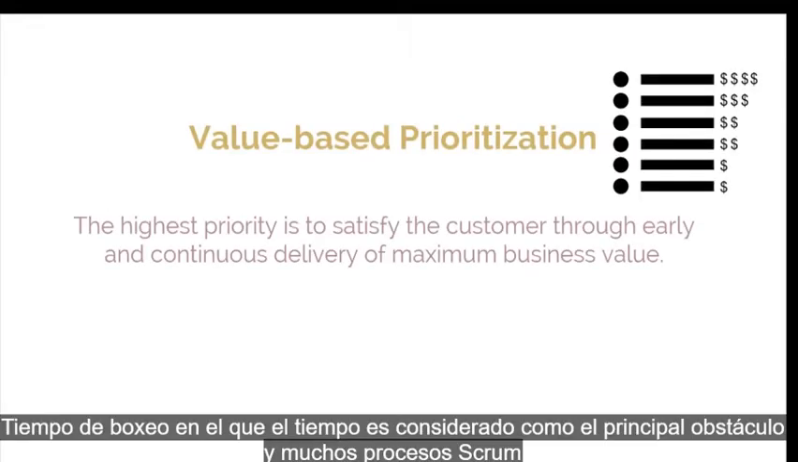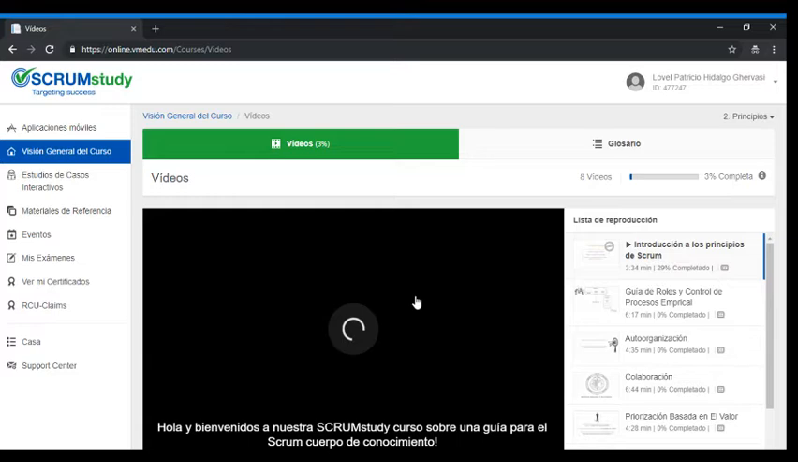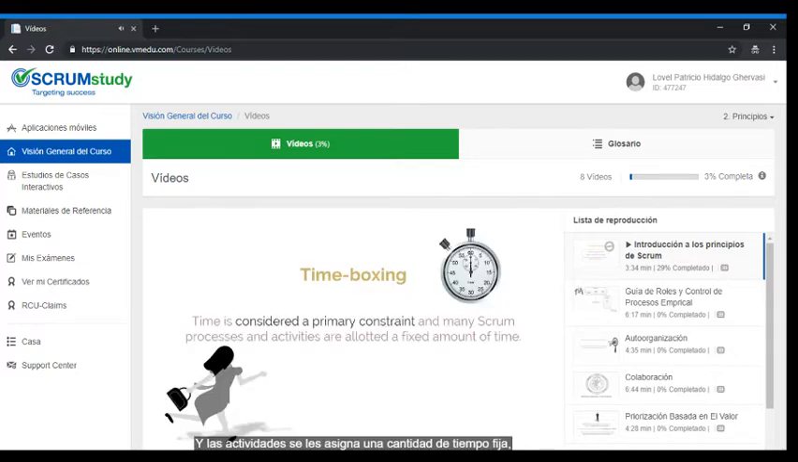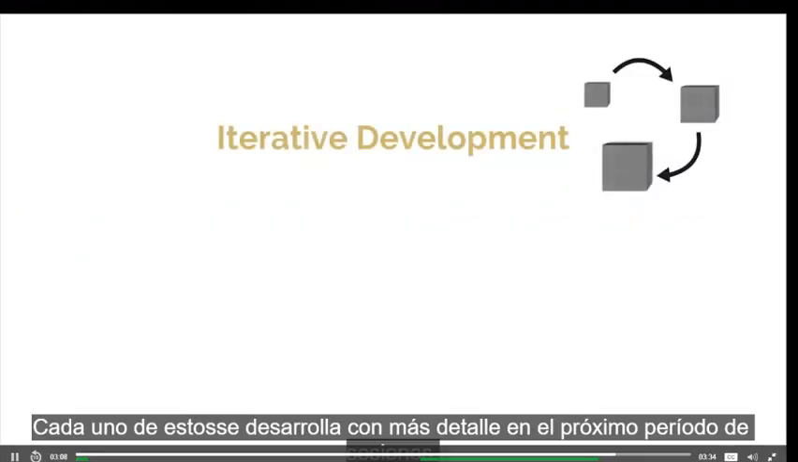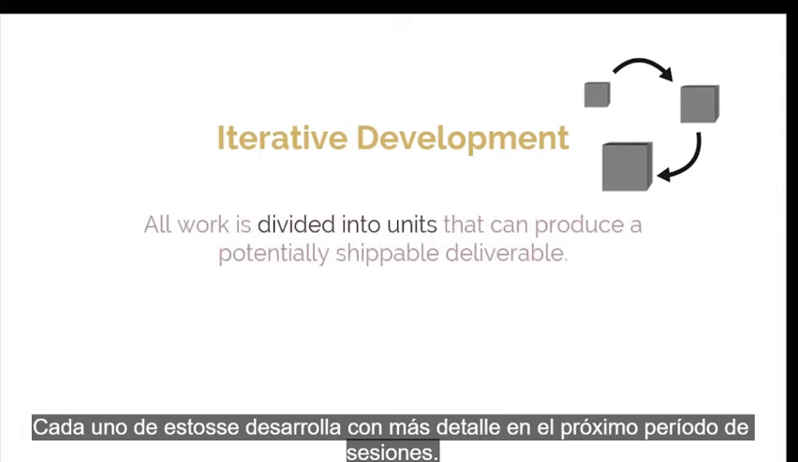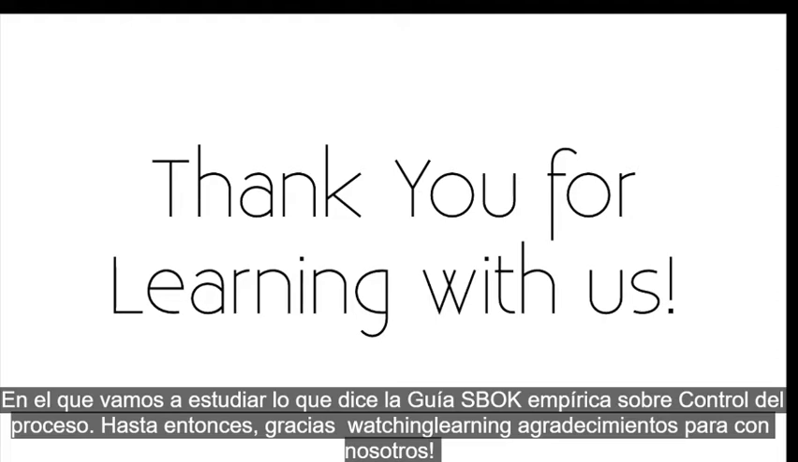Value-based prioritization, in which the highest priority is to satisfy the customer through early and continuous delivery of maximum business value. Time boxing, in which time is considered a primary constraint and many Scrum processes and activities are allotted a fixed amount of time. And iterative development, in which all work is divided into units that can produce a potentially shippable deliverable. Each of these will be developed in more detail in the next sessions.